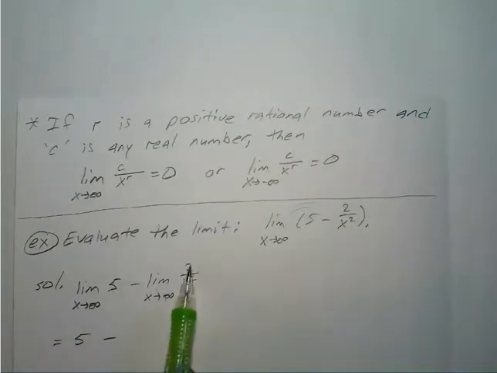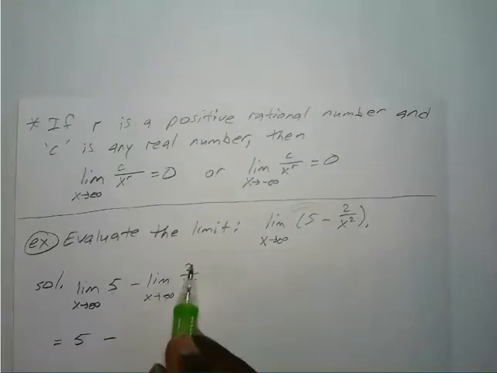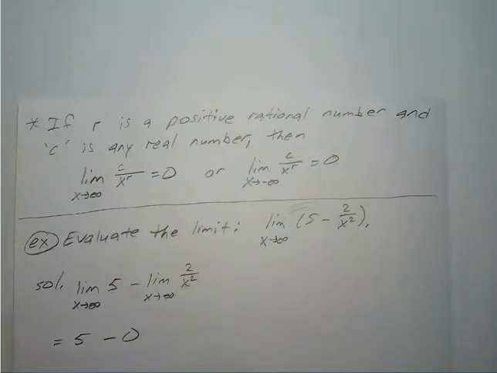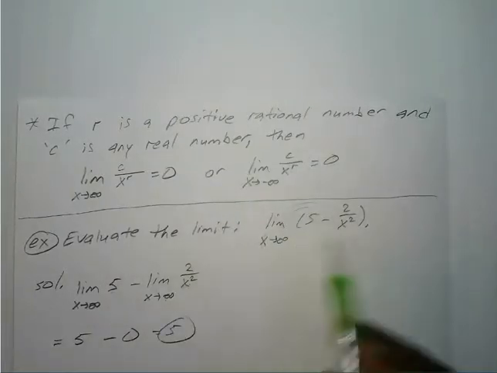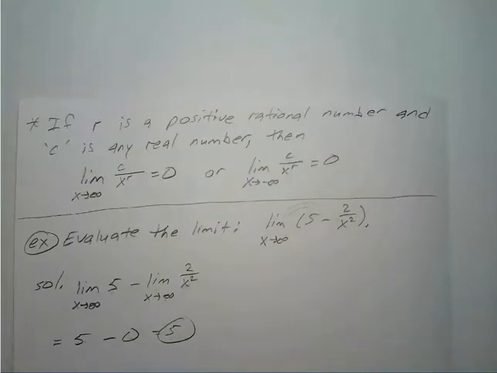So you have that constant over x raised to the power of a positive rational number. So we know that the limit of 2 over x squared is just 0. So 5 minus 0 is 5. So the limit of this whole function is 5.